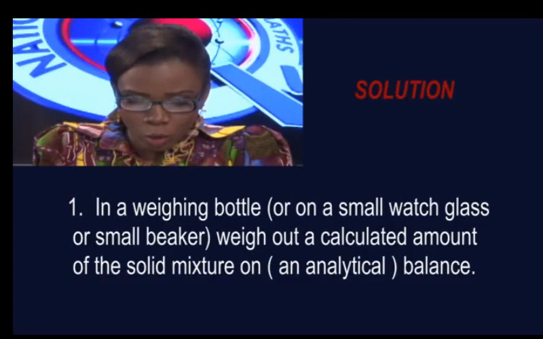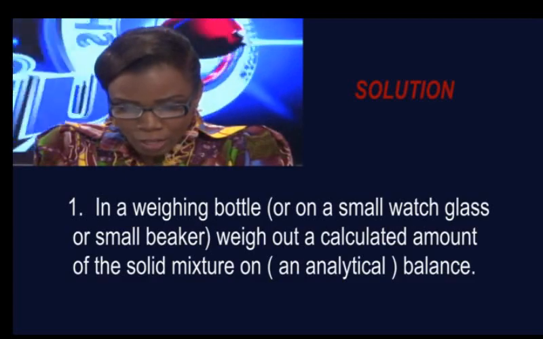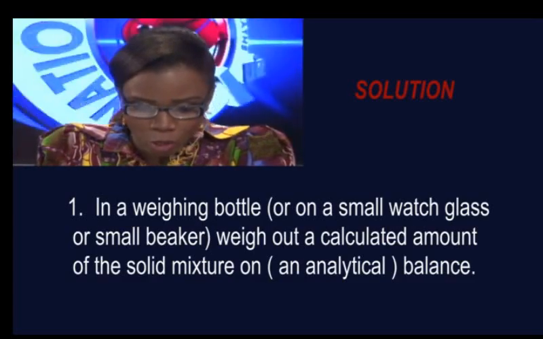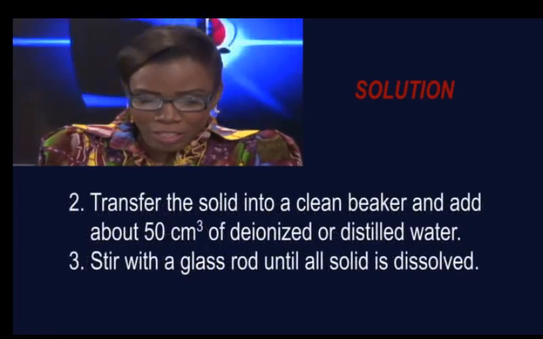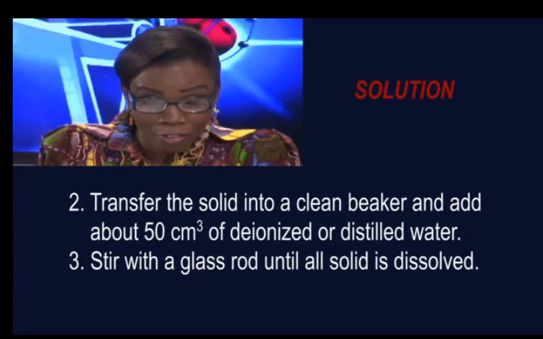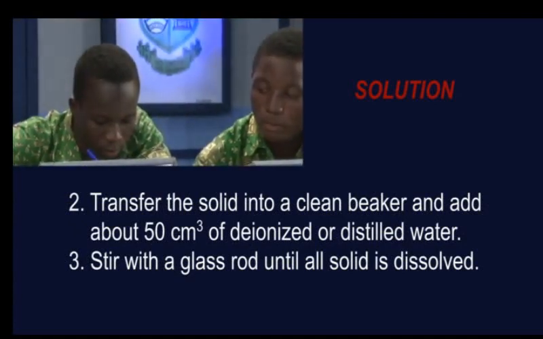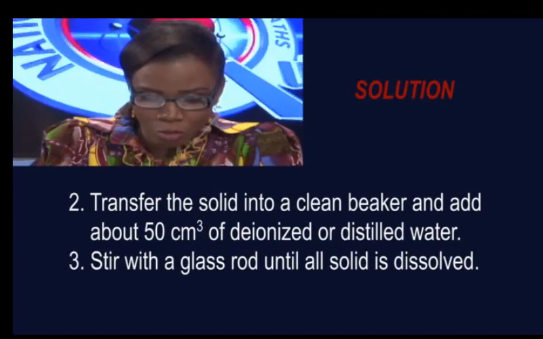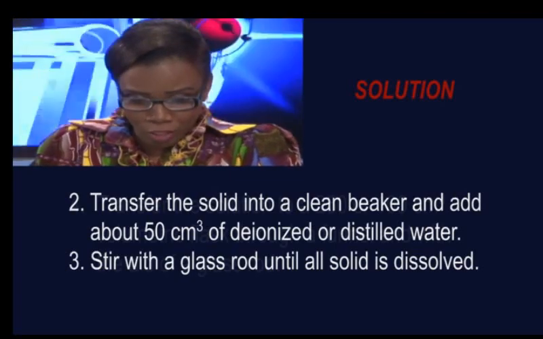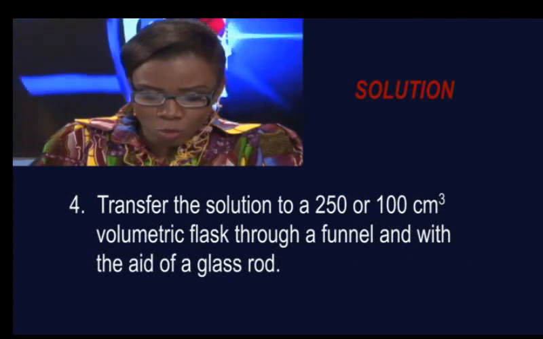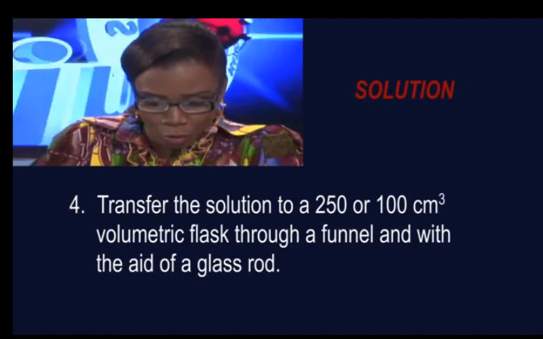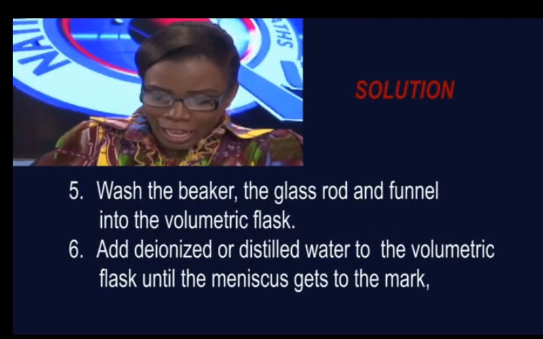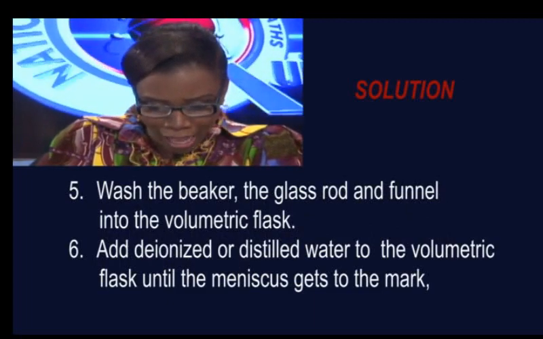In a weighing bottle or in a small watch glass or small beaker, weigh out a calculated amount of the solid mixture on an analytical balance. Transfer the solid into a clean beaker and add about 50 centimeter cubed of deionized or distilled water. Stir with a glass rod until all the solid is dissolved. Transfer the solution to a 250 or 100 centimeter cube volumetric flask through a funnel and with the aid of a glass rod. Wash the beaker, the glass rod, and funnel into the volumetric flask.